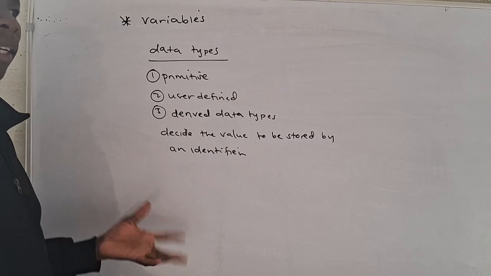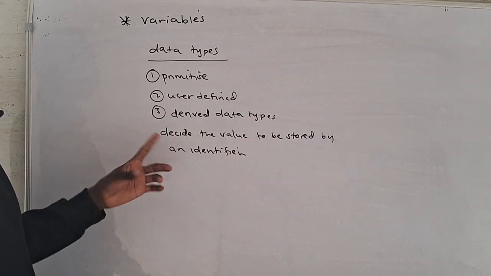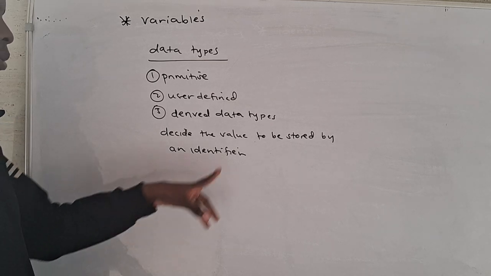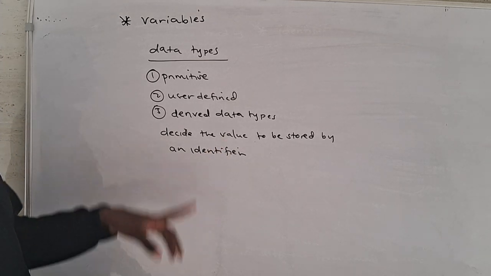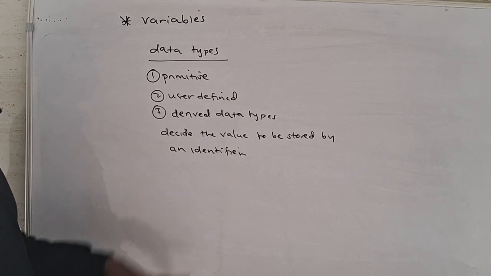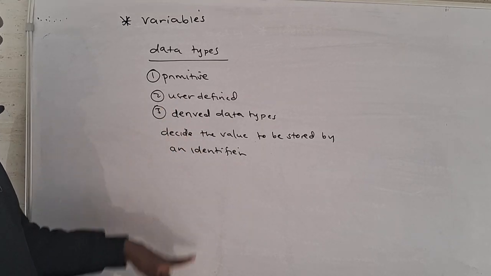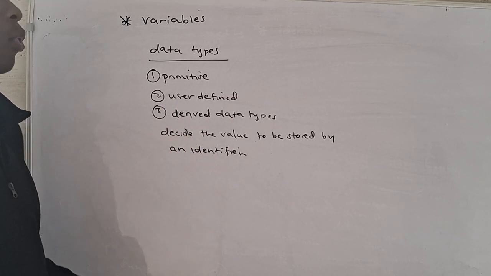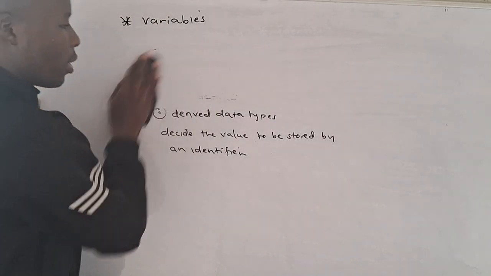If the data type is int, it means the identifier is going to store an integer. If the data type is float, it means the identifier is going to store a decimal number. If the data type is void, void means empty. If the data type is character, it means the identifier is going to store a character. Let's discuss variables.